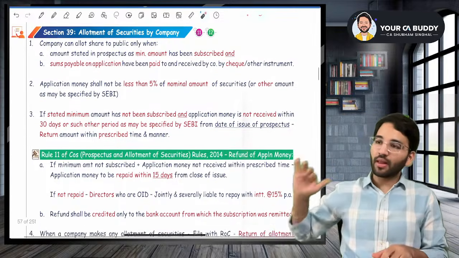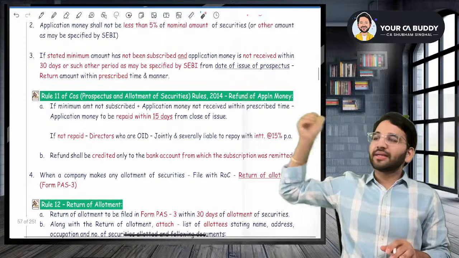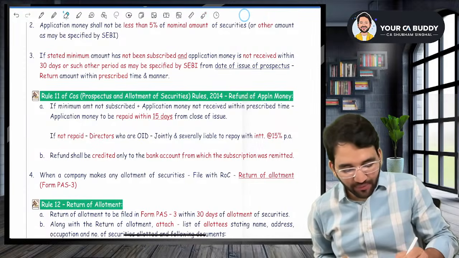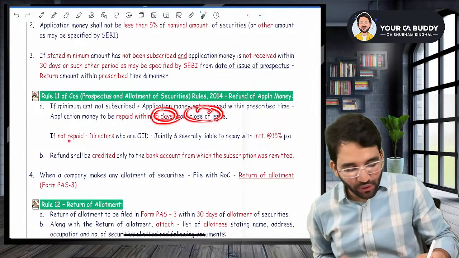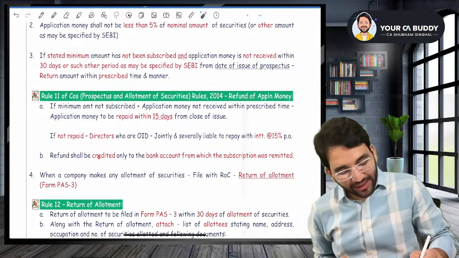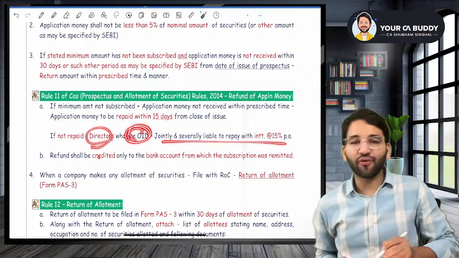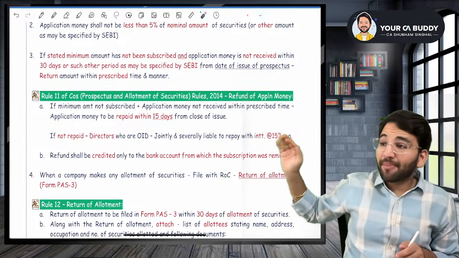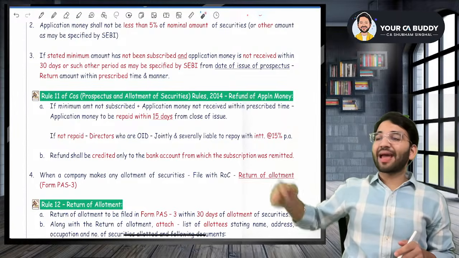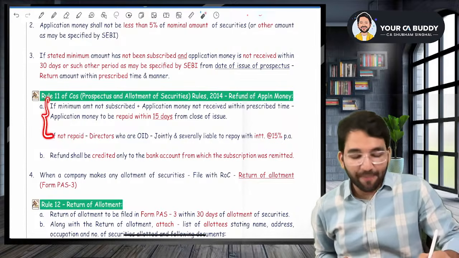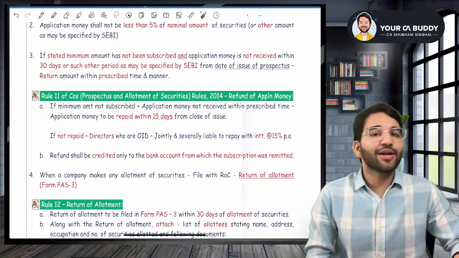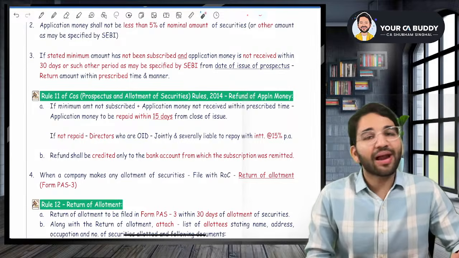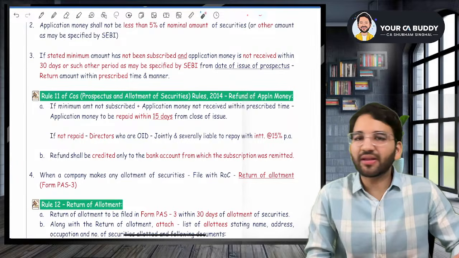Now, sir, if you were to return, you will have to refund within 15 days from the close of the issue. And if you fail to refund within 15 days, then all the directors and the officer in default will be liable for an interest of 15% per annum. The company is not liable. The directors and the officer in default are liable for the interest. Sir, this is what will happen if your application money and your subscription is not received. You'll have to refund within 15 days. If you do not refund, you'll have to pay interest.